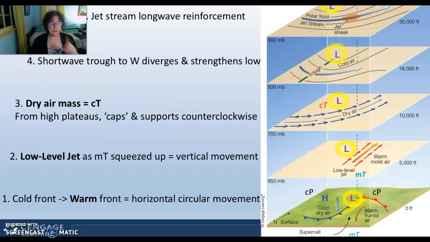Just to go over this, and you can go over this slide, but I pointed out the low-level jet is the maritime tropical air mass. I pointed out that there is a dry air mass from Mexico, the continental tropical, which comes in at a higher altitude. I pointed out the short wave trough and the deepening of the long wave trough up here.